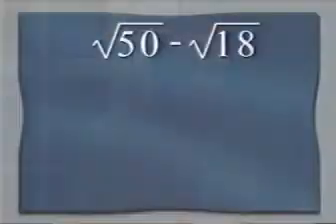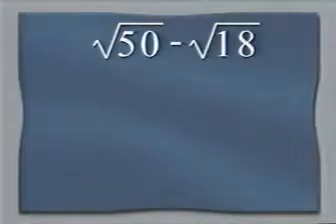In reality, the question we've got to ask is, is there a number that we can divide into 50 that's a square number? So we can take the square root of that number, and what's left inside that square root is the same as if we do the same thing to 18. And of course, the answer is yes. 50 can be divided by 25.